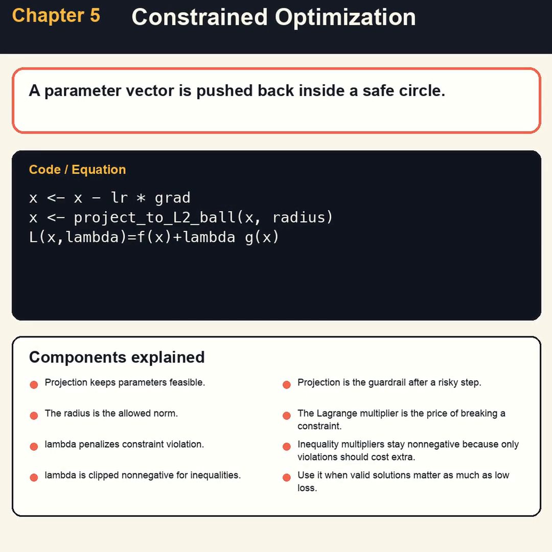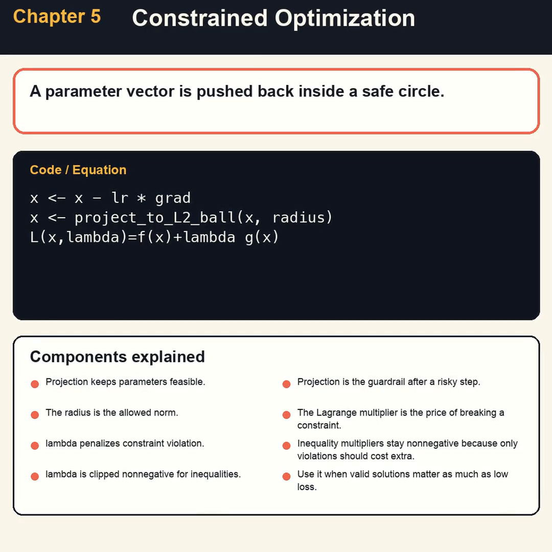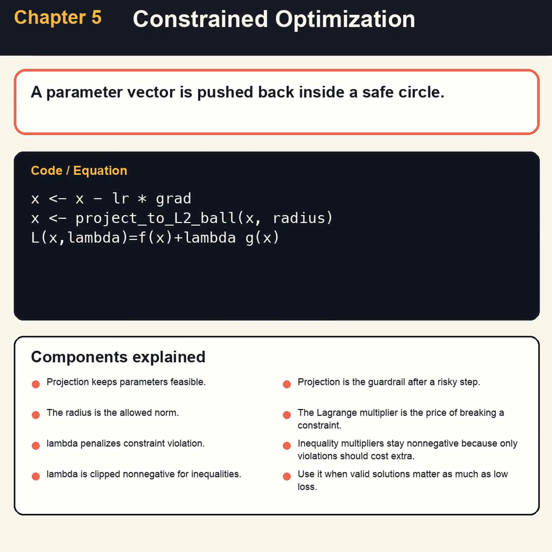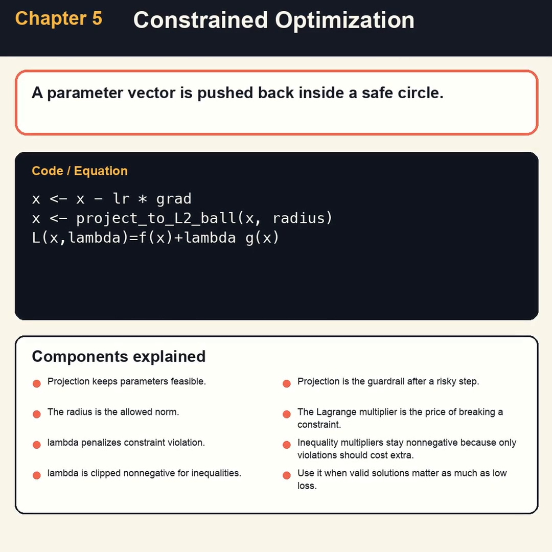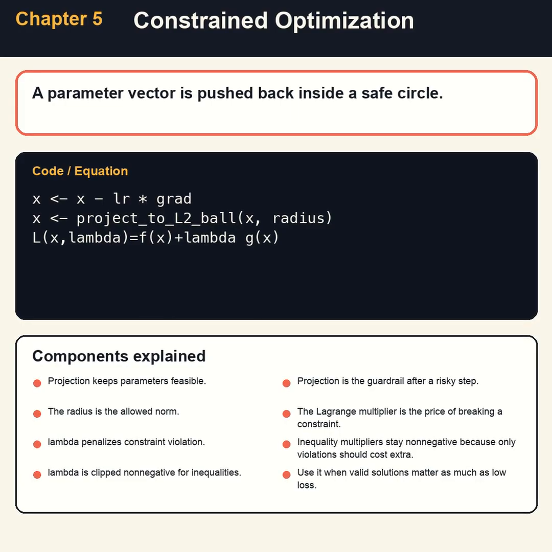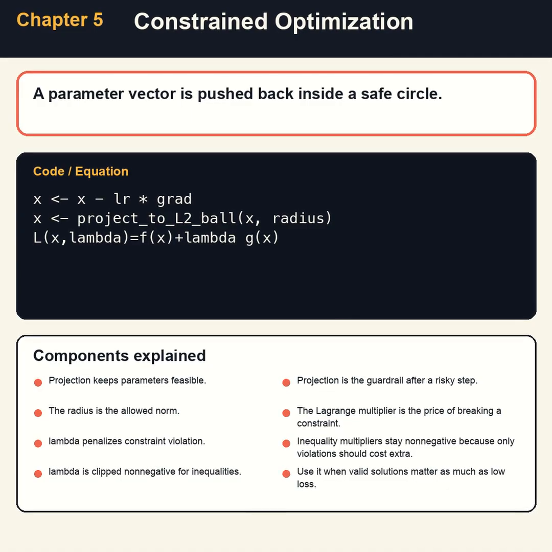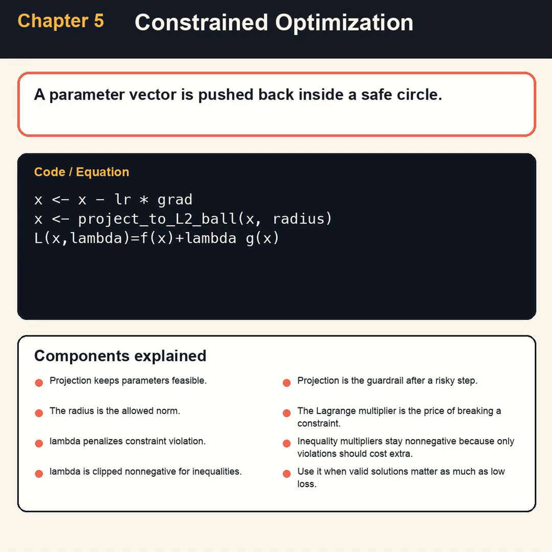Constrained optimization. Real-world analogy. A runner can sprint, but must stay inside the marked track. Projection and constraints keep every move legal. Projected gradient descent takes a normal gradient step, then moves the result back into the valid set. Lagrangian methods add a penalty term so the optimizer balances low loss with constraint satisfaction.